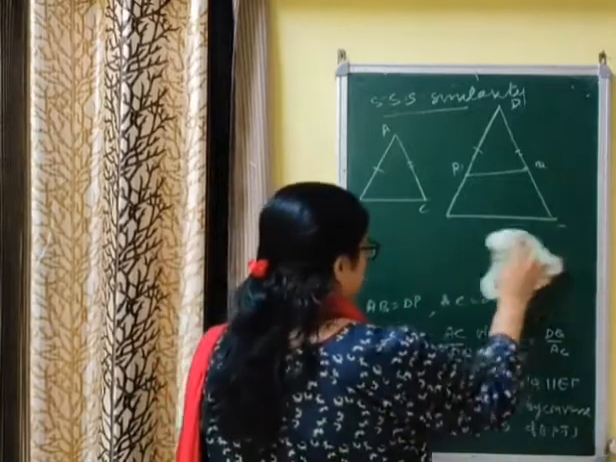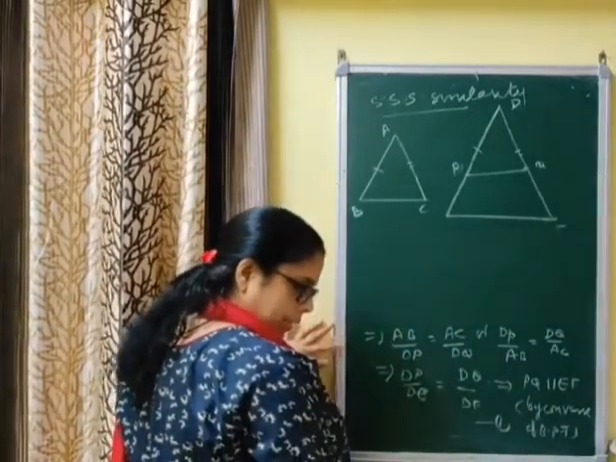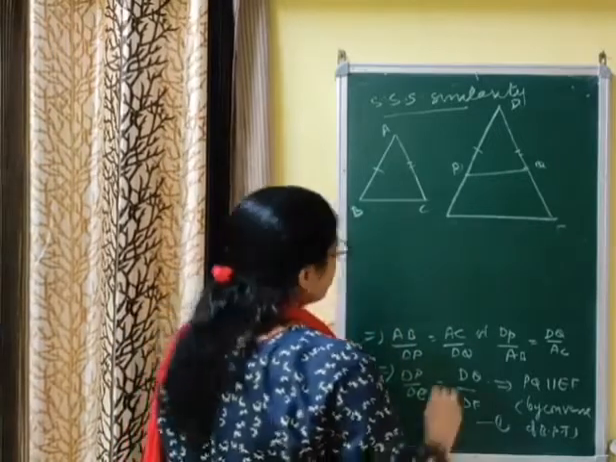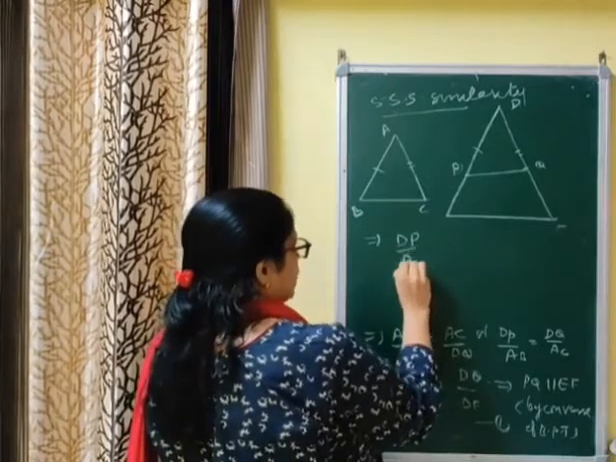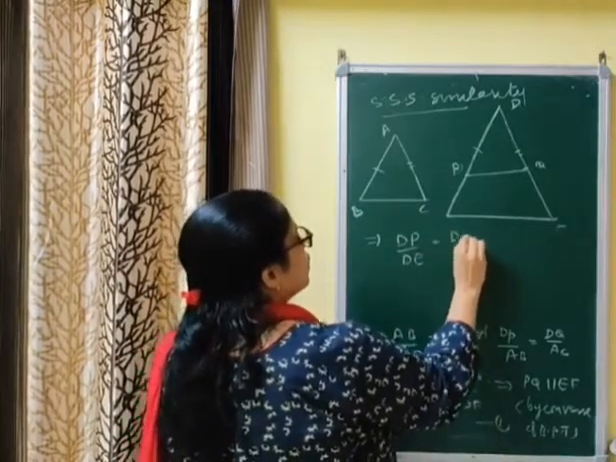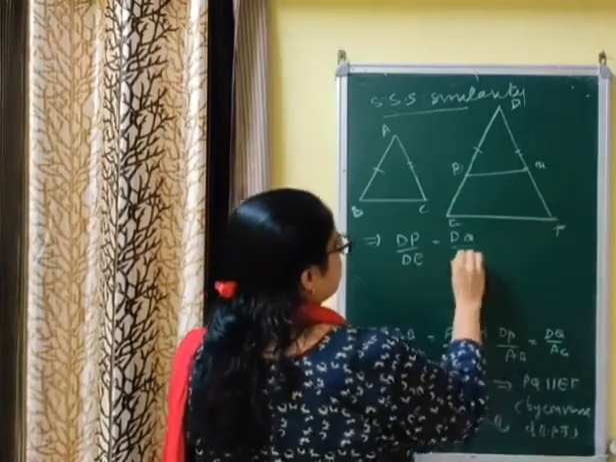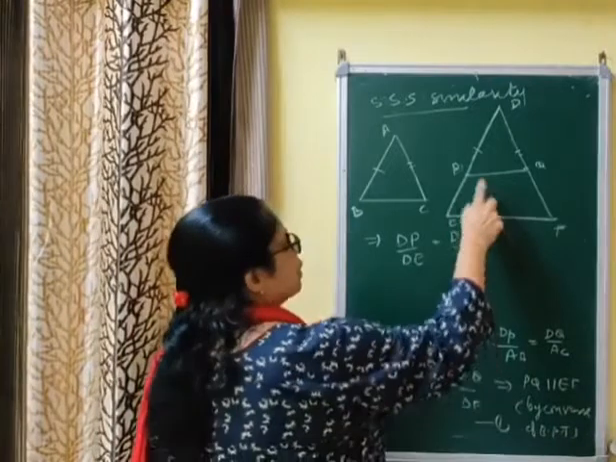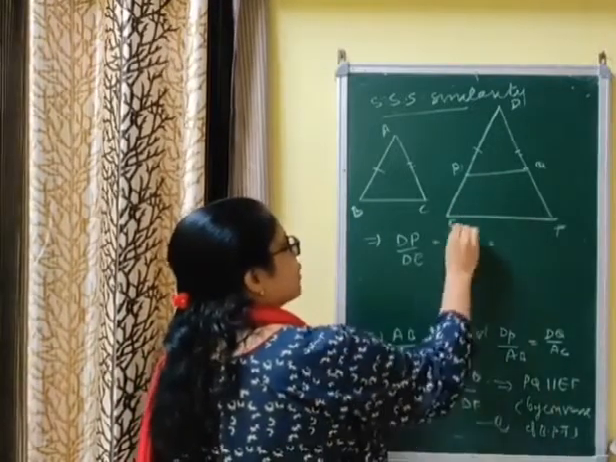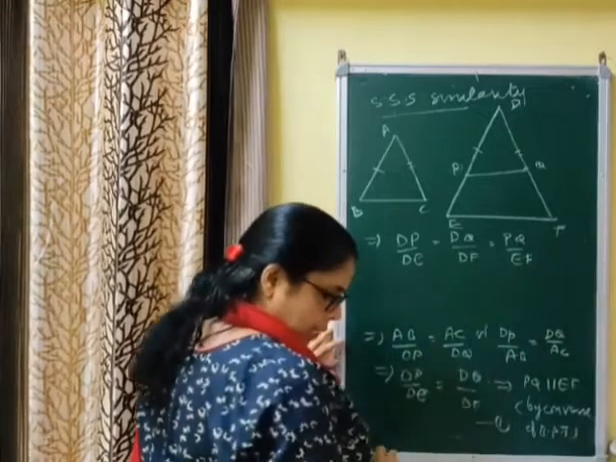Now what else are you given? DP by DE equal to DQ by DF. Now that implies DP by DE is equal to DQ by DF. And what is the third side? When the ratio of two sides is equal, the third side will automatically follow, that is PQ by EF. This is the third condition.